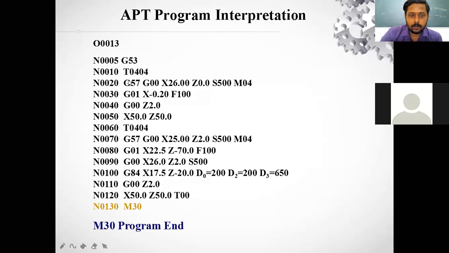Now if you go through this program, you will understand how these blocks are being typed or prepared. So first you have to write some program name. You can give whatever you want as a program name, and then you go with N0005. You can go with any number here, because this is just a number. The actual block is going to start from here, G53.